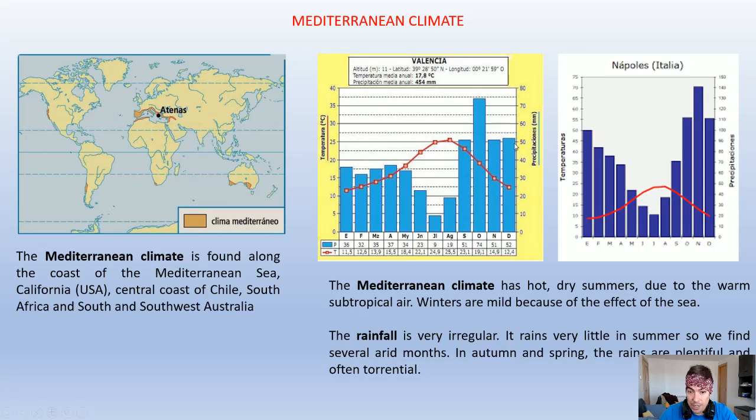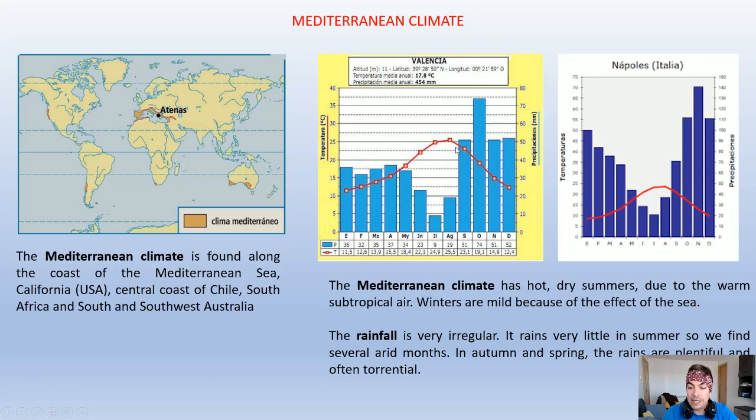As you can see, it rains a lot more in autumn and in spring than in summer. Okay, so we can find several arid months. Remember that an arid month happens when the precipitation bar's height is below the line of temperatures. So for example, in Valencia, May, June, July, and August are arid months. In Naples, June, July, and August are arid months. Why? Because the precipitations are below the red line of the temperatures.